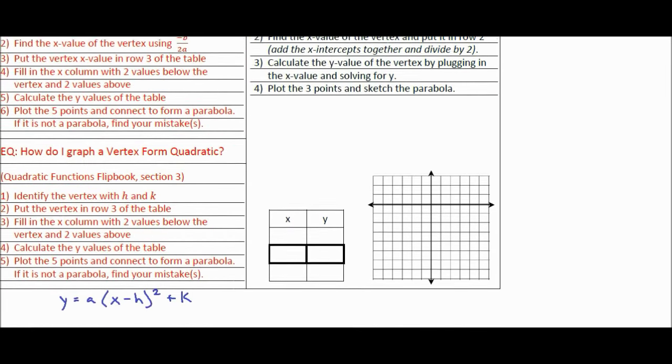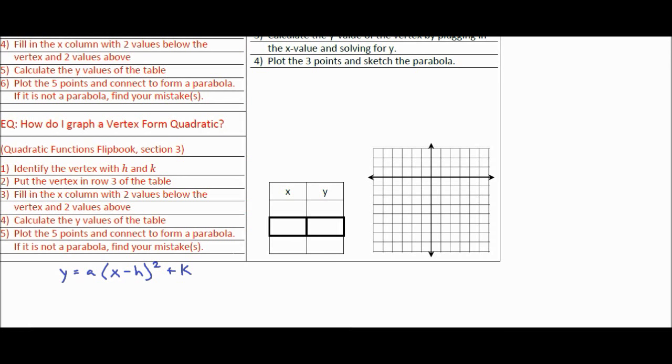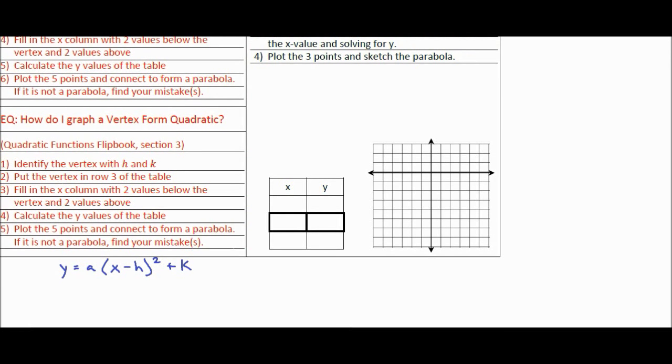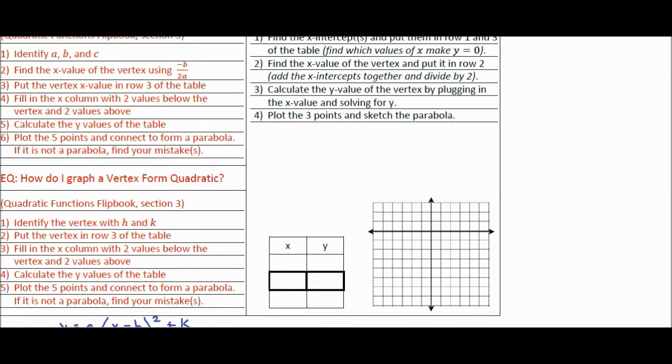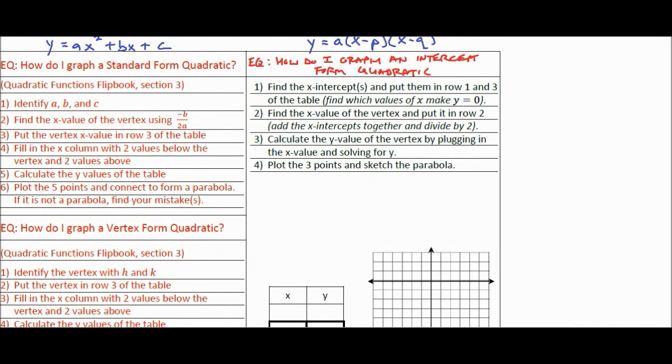Now take a look at this. The table for graphing intercept form only really needs to have 3 rows instead of 5. The top row and the bottom row will be your x-intercepts. The middle row will be your vertex, and those are the 3 most important parts of your parabola, and we'll be able to find all 3 of those from doing these steps.